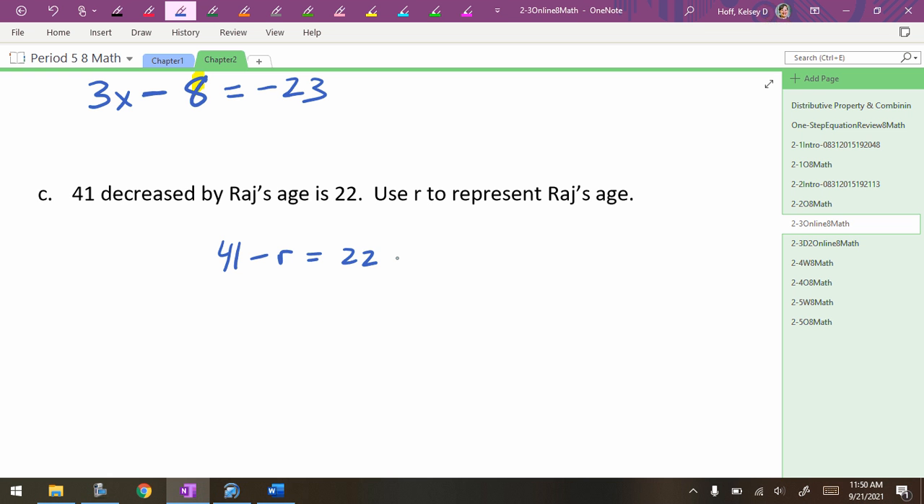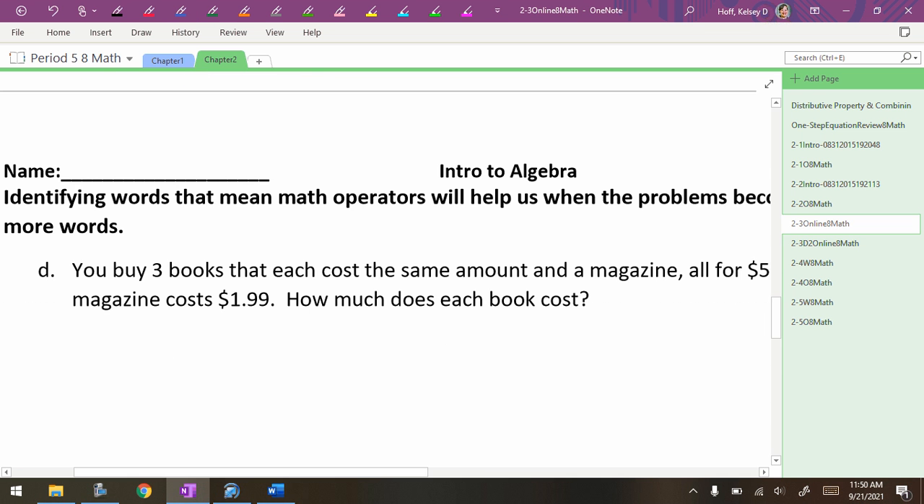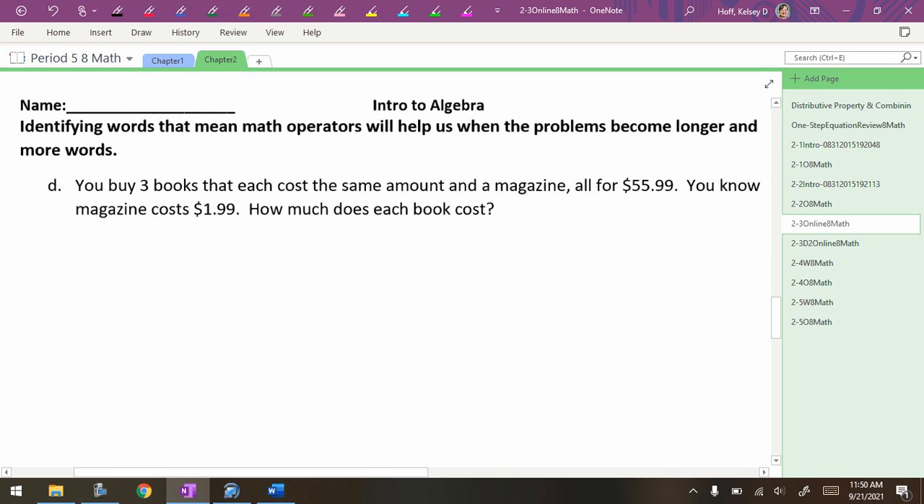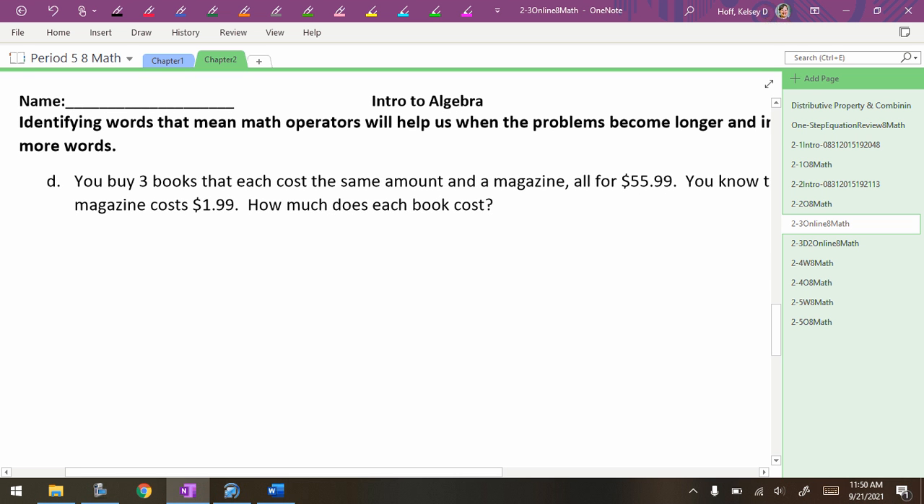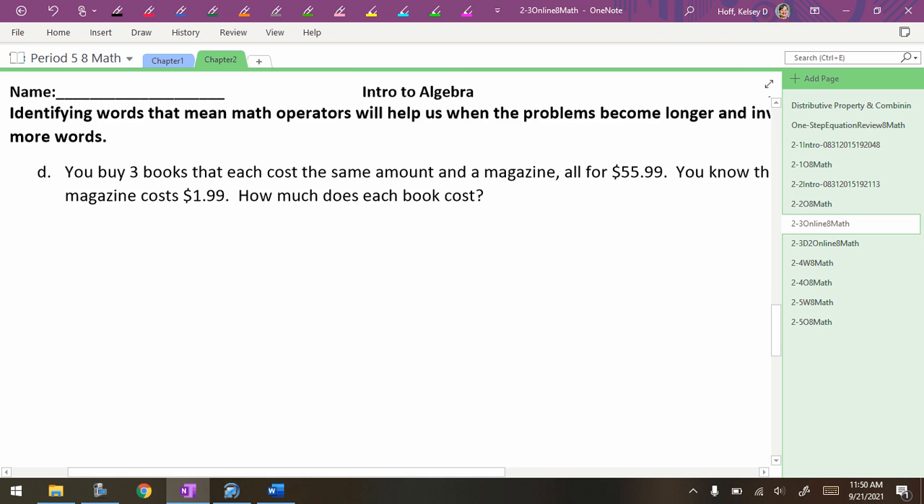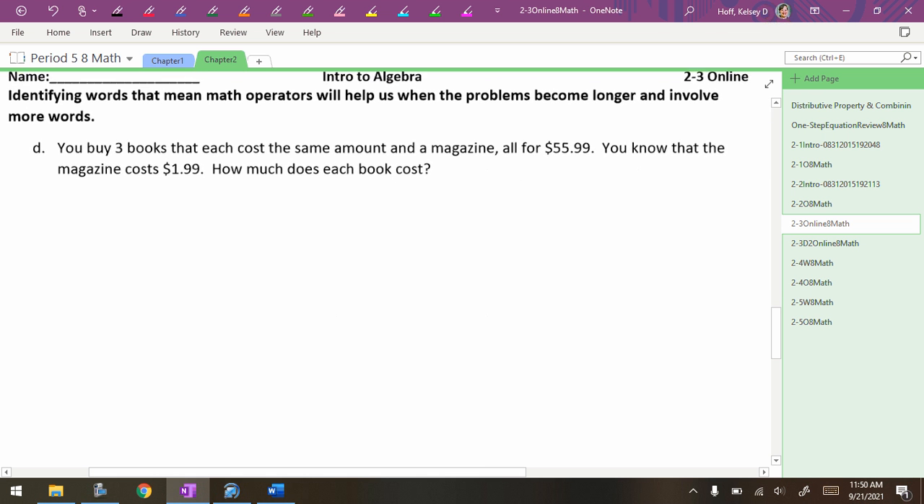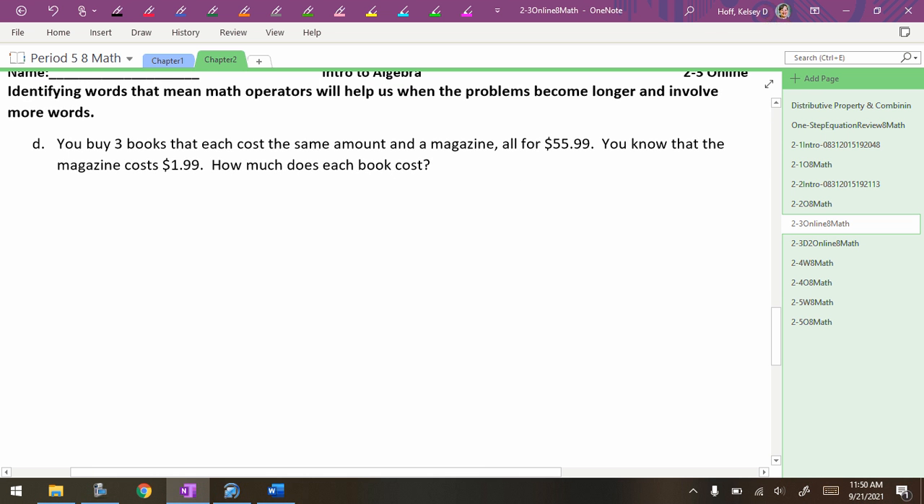All right, so this is fine and dandy. This is great. But how does this impact what we've been doing with solving equations, Ms. Huff? Flip it over. Being able to identify words that indicate your math operators helps us when those problems become longer with those sentences. You buy 3 books that each cost the same amount and a magazine, all for $55.99. I'm going to stop right there.